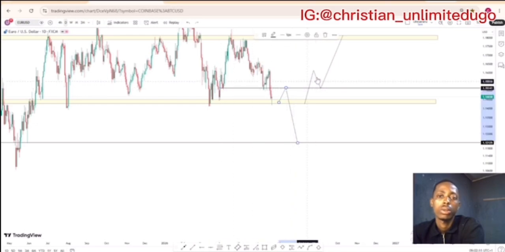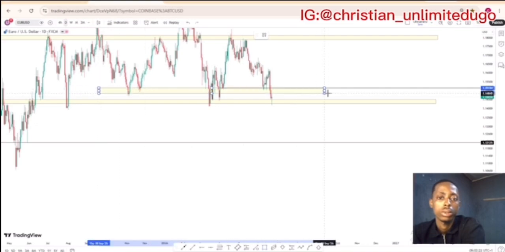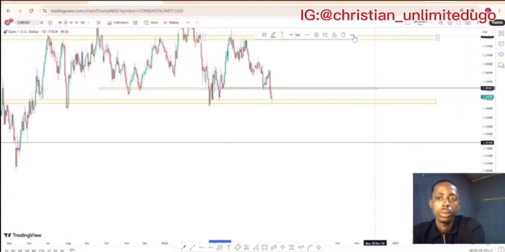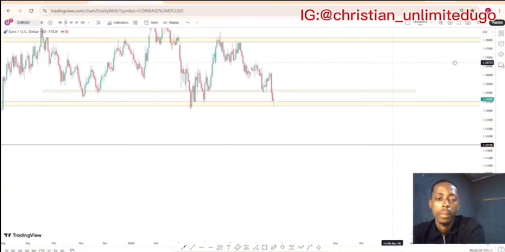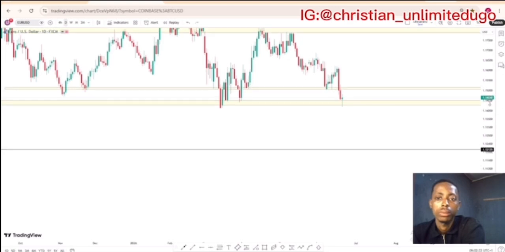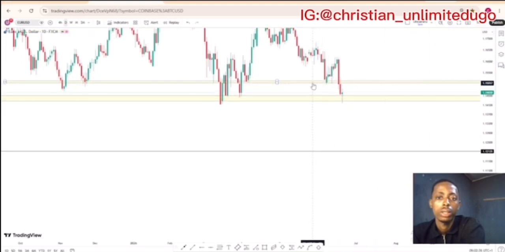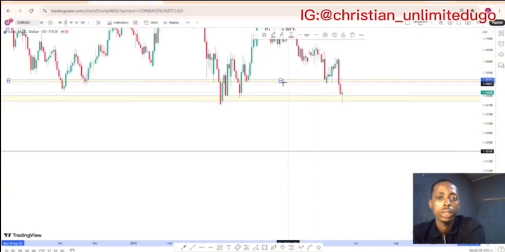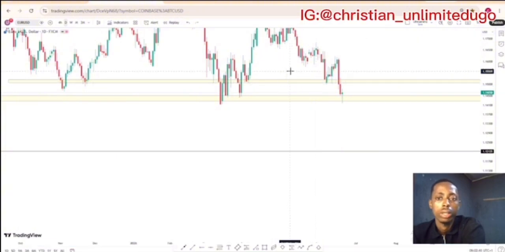So I'm going to clone it. Let me delete this pattern. Clone it. I'm going to clone it. Yes, I've already cloned it accurately to touch both the body and the wick of the candle.